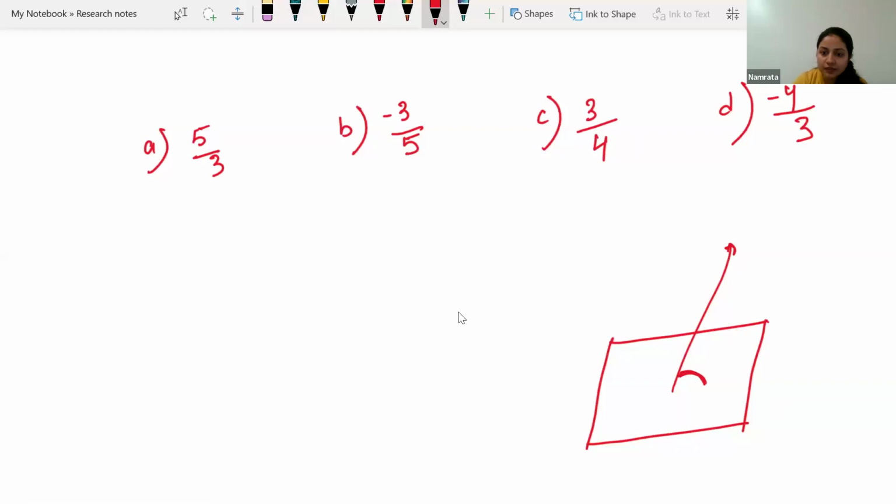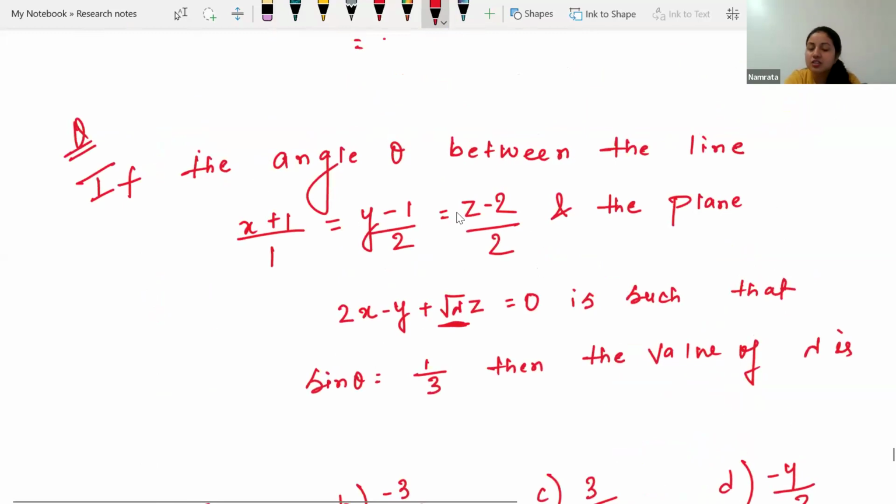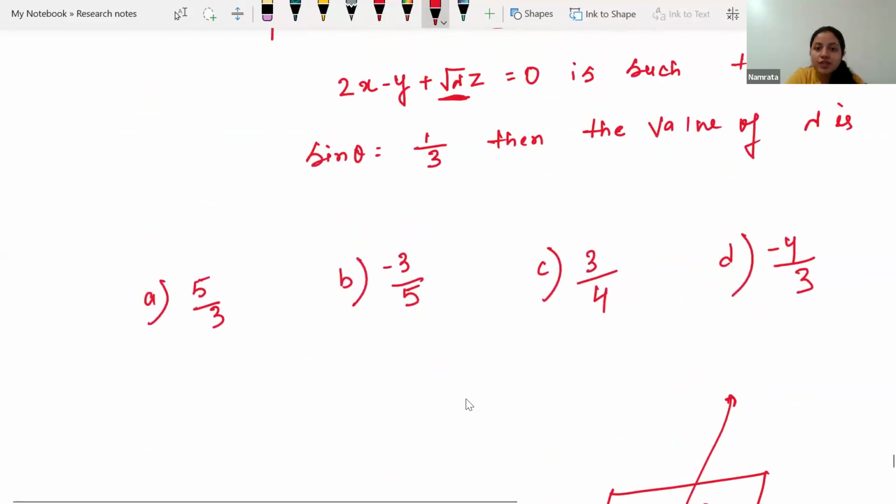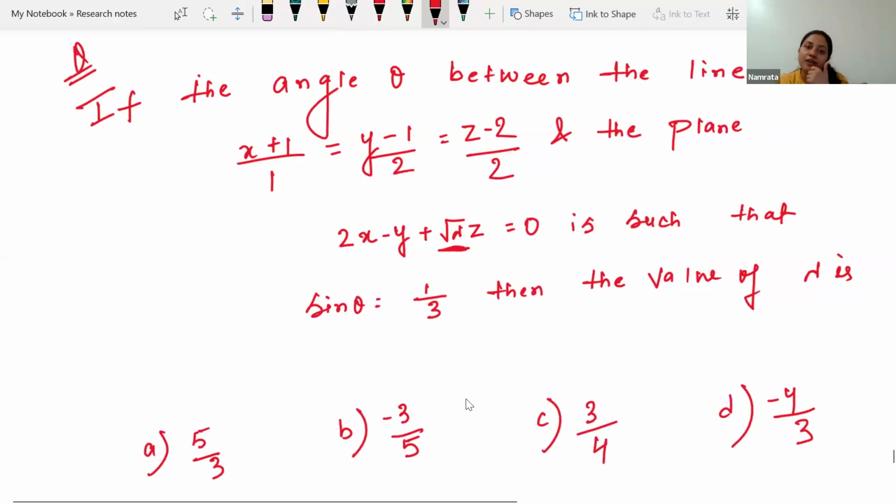with the plane. This is the angle theta, a plane is there, a line is there. We have a plane, and the line is making angle theta with the plane. The condition is given over here, the equation of a line is given, the equation of a plane is given, and it says that sine theta is 1 by 3. So we are not sure how to proceed over here.